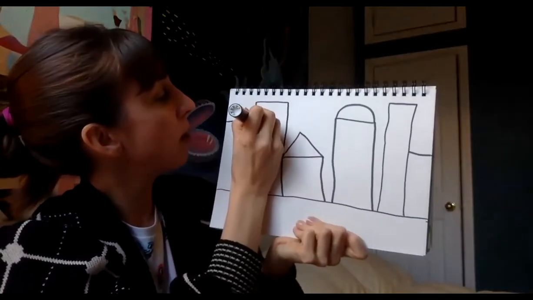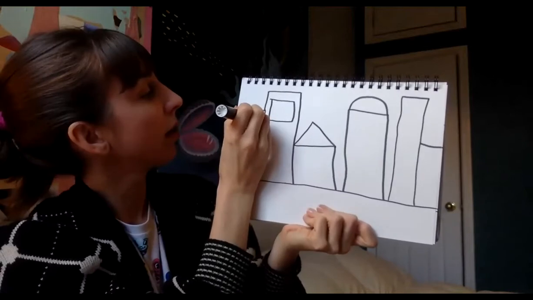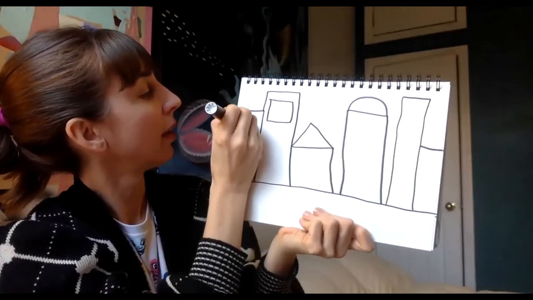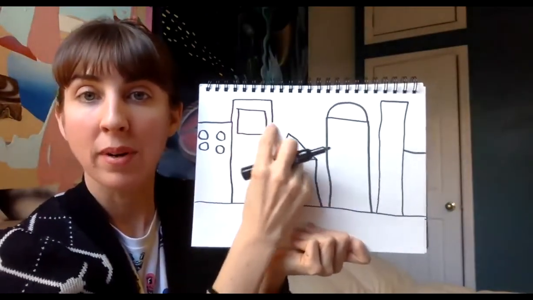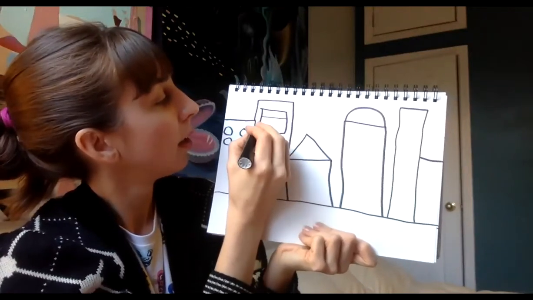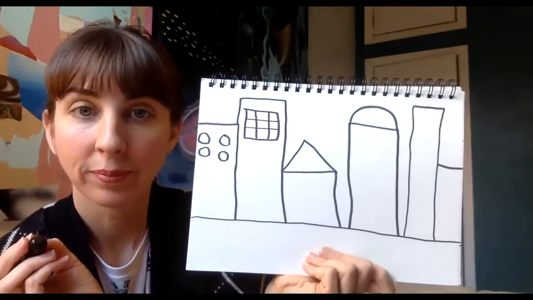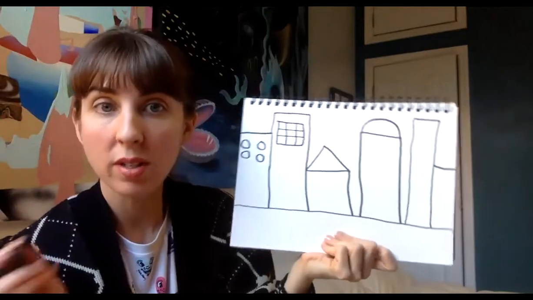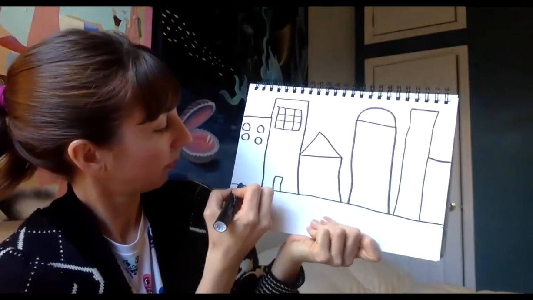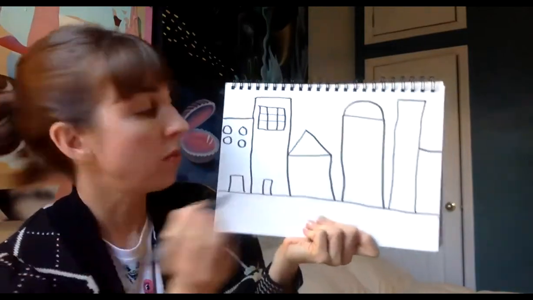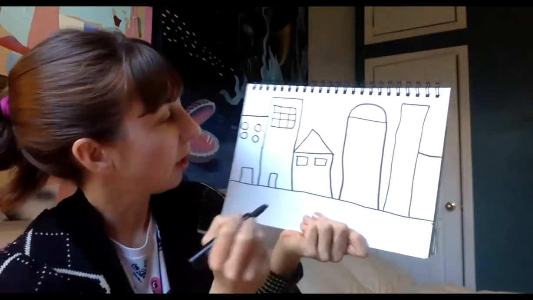Sometimes people have big windows like this. Sometimes people have little tiny windows like this, right? You can break up your windows by putting lines inside like that, okay? You want to add windows and doors to all of your buildings. And you can make all of them different sizes, different shapes, and different colors.